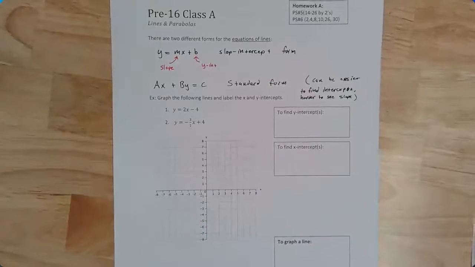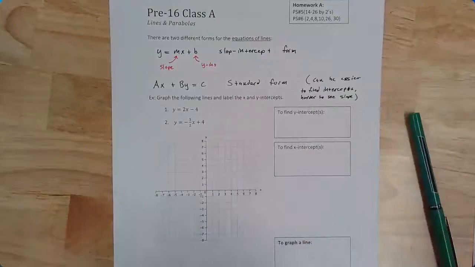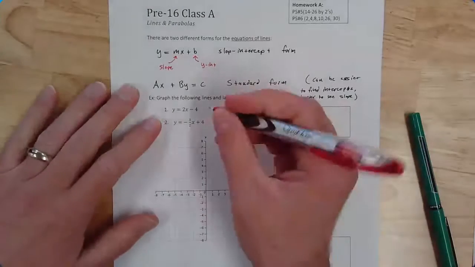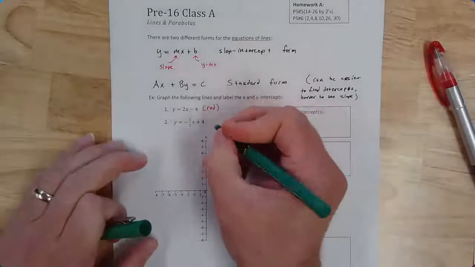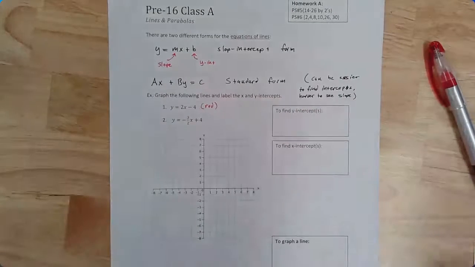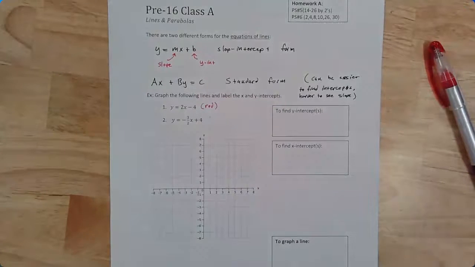So let's look at a couple of examples and let's use some colors here. I've got colors, might as well use them. Let's do this one in red, this one in green. Oh, maybe not green. Not green at all. Let's use blue. That pen is dead. Okay.